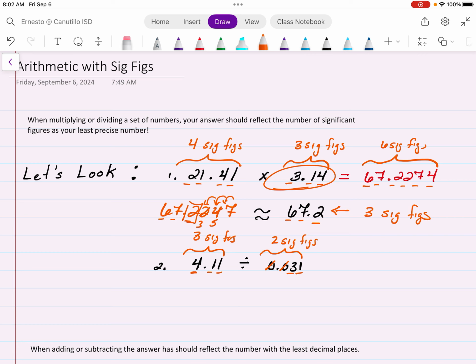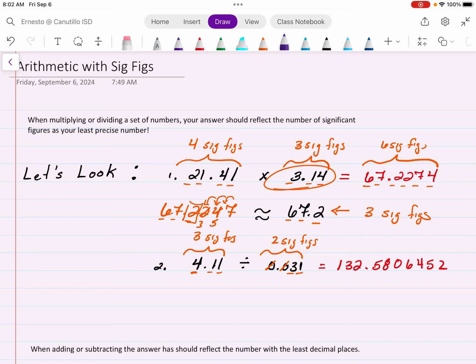Okay. So let's go ahead and punch this into the calculator. All right, and let's see what we get. So 4.11 divided by 0.031, the calculator spit out this number, 132.580645. All right. So just based on this, I see a lot of non-zeros, and the only zero I see is between two non-zeros.